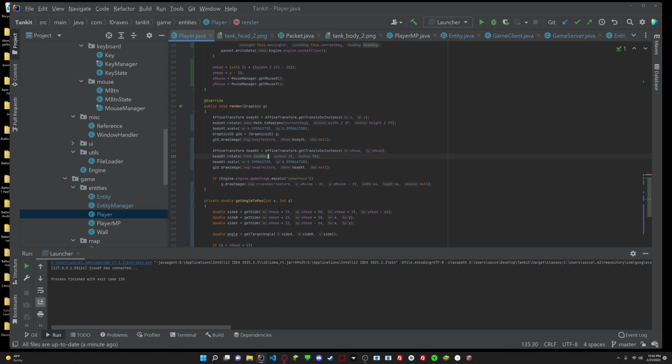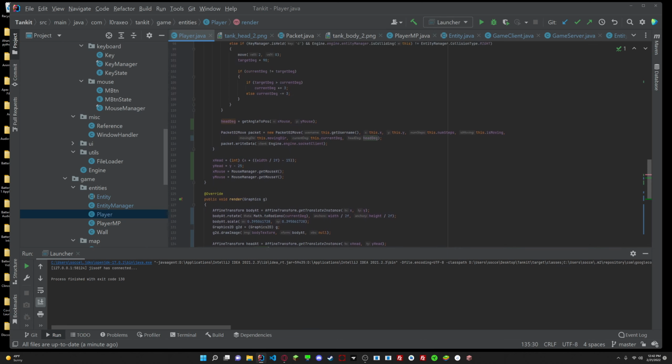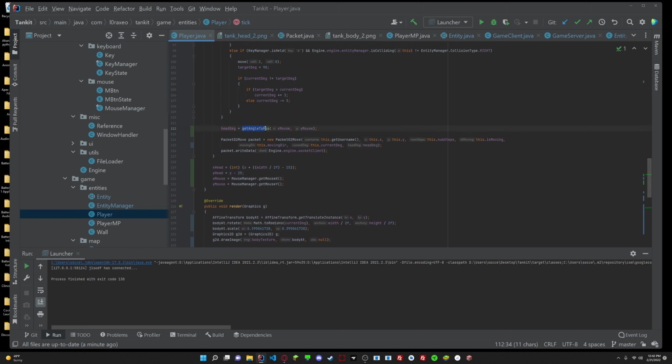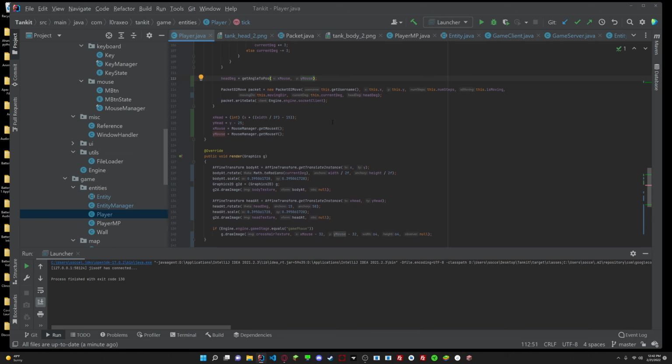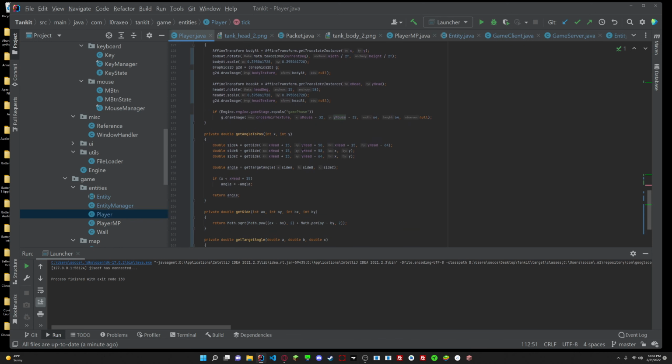This is in radians, by the way. And so how do I do this? Well, I have a variable called head degree, which is constantly being changed. It gets the angle to the position, and in this case, that position that it needs to rotate towards is my cursor's point. So I pass in the x and y of my cursor, and then I have these three doubles: side A, B, and C.